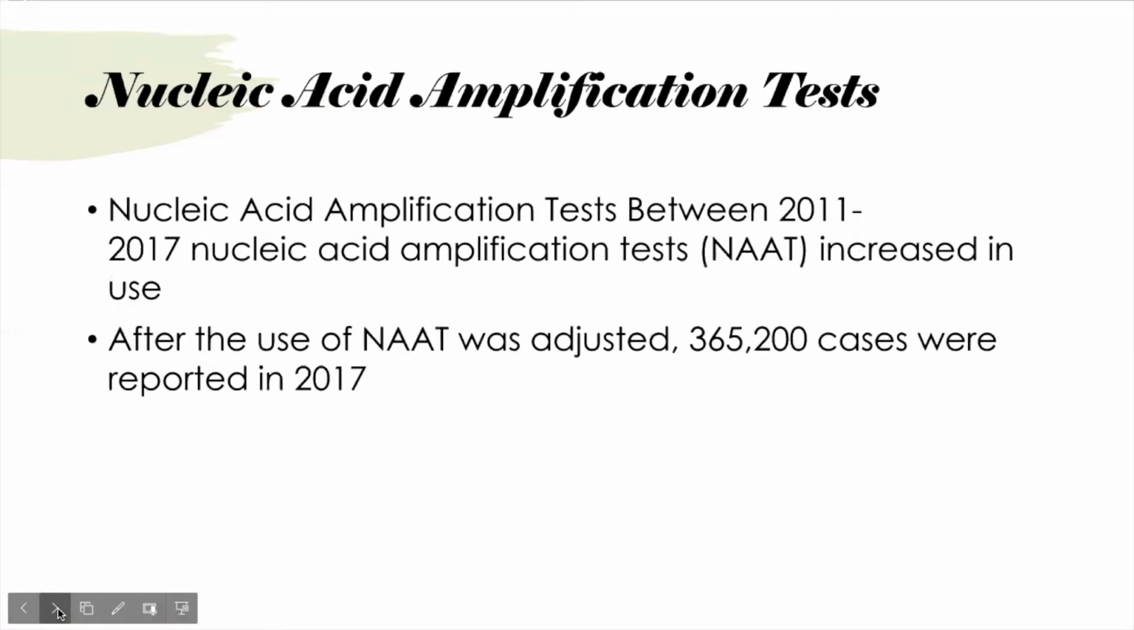After cases greatly increased between 2000 and 2011, nucleic acid amplification tests began to be used more often. These tests were adjusted and improved greatly and eventually led to a decrease in the number of C. diff cases, with only 365,200 cases reported in 2017 in the US. This was comforting to many people because they were able to see the number of cases actually decrease.